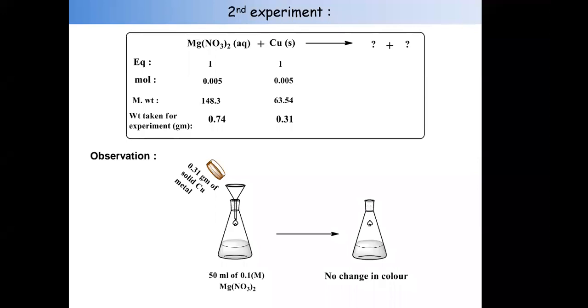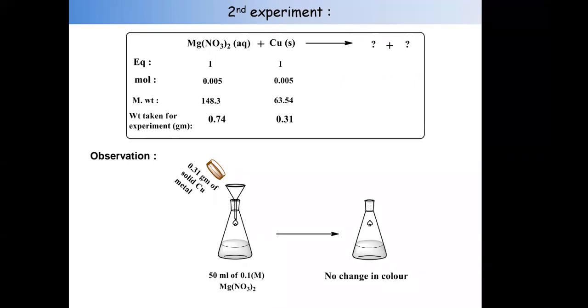In the flask, there was colorless magnesium nitrate. After addition of solid copper, we will observe that there will be no color change. As it was colorless, it remains colorless. कोई change, कोई color का change, कोई other change कुछ भी observe नहीं हुआ. So it looks like there is no reaction.